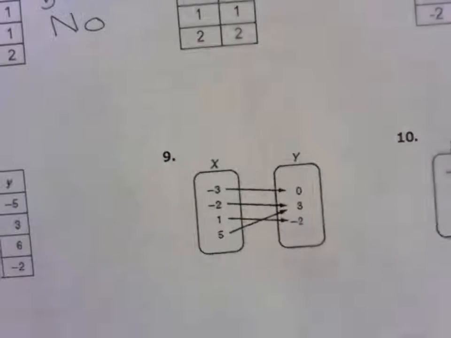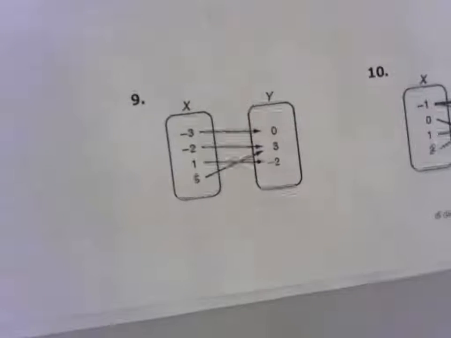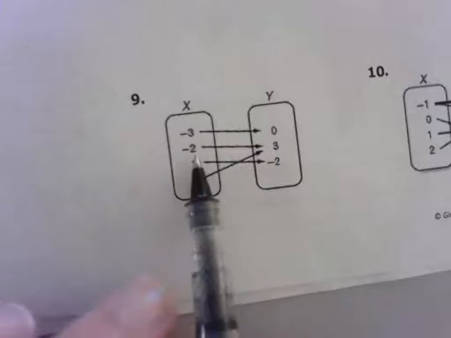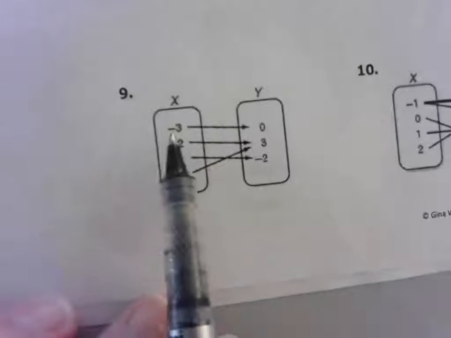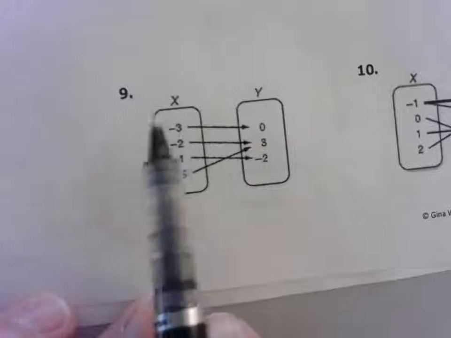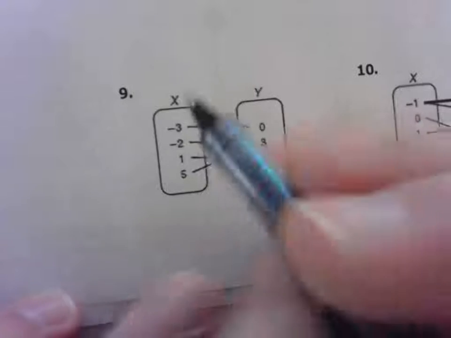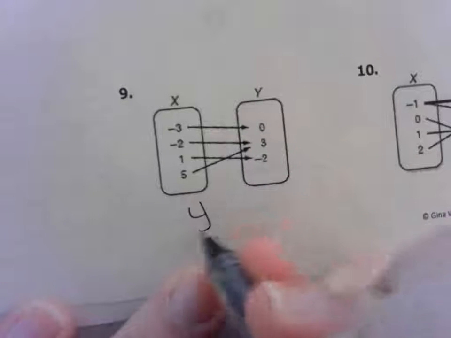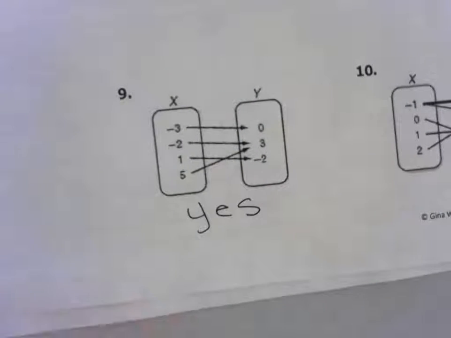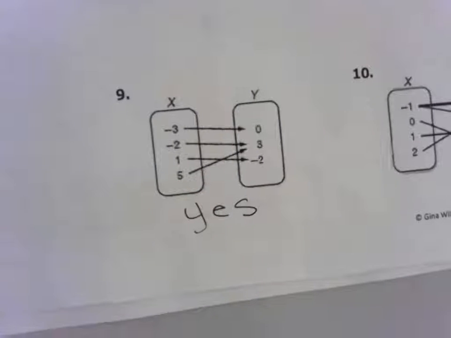Okay, now what if I give you a map? So if I look at 9, look at your x values and see if more than one line comes from the x values. Do any of my x values repeat for 9? No, there's only one line coming from them. So yes, it is a function because my x values do not repeat.